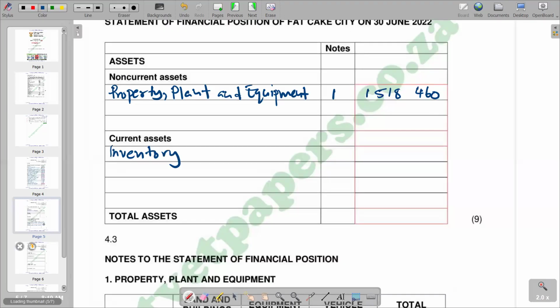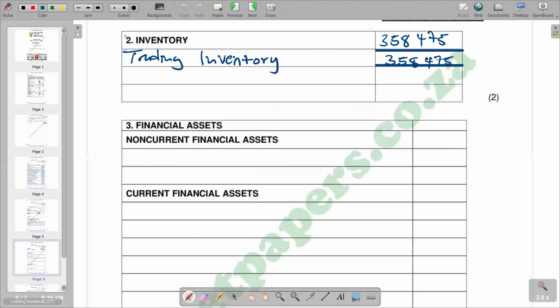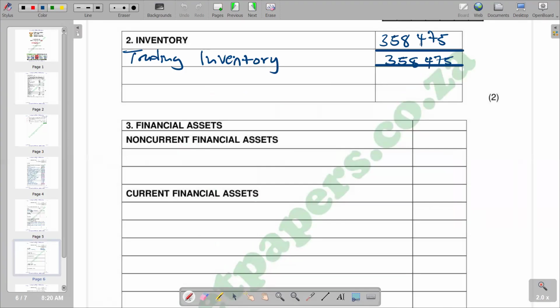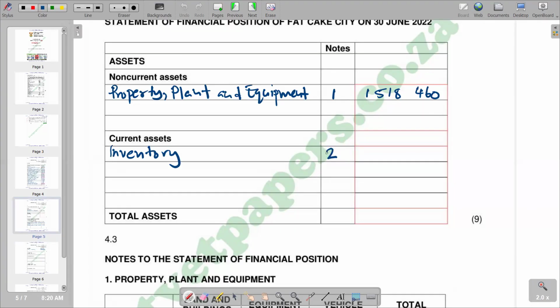Then we've got a column for notes. We refer back that where we got the figure is note number 2. The figure that we got is 358,475. So basically, that's what we have on that part.